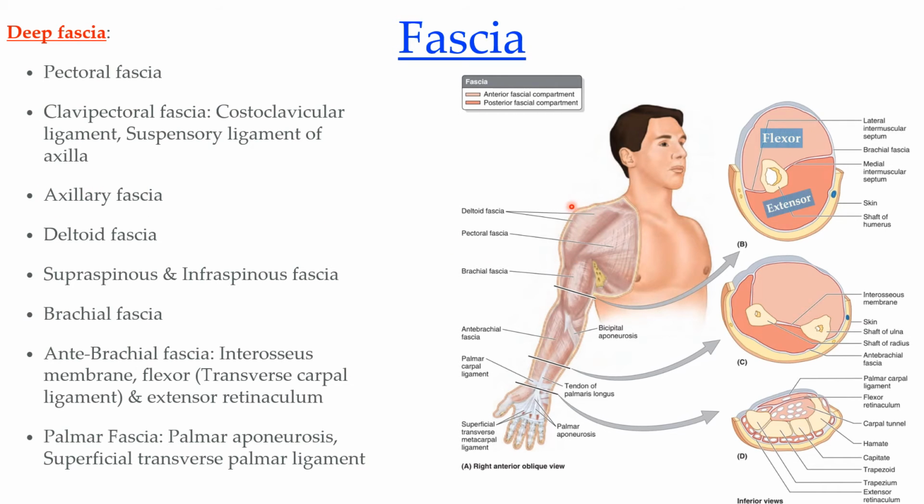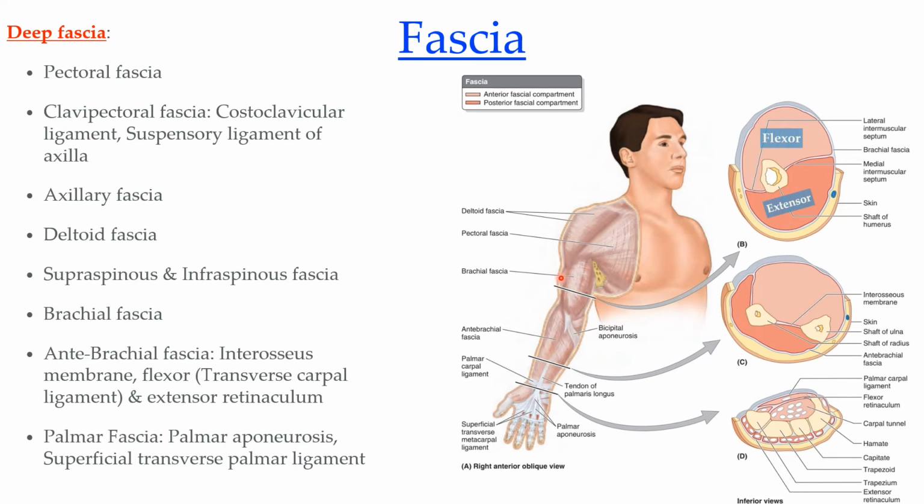This is the deltoid region. Deep fascia here is named deltoid fascia. On the posterior side of the trunk, the deep fascia is named supraspinous and infraspinous fascia, depending upon the muscle which they cover. The supraspinous fascia covers the supraspinatus muscle, and infraspinous fascia covers the infraspinatus muscle. As we proceed further distally, this is called the arm. The deep fascia covering the arm is called brachial fascia, and the deep fascia covering the forearm is called antebrachial fascia. Deep fascia over the palm is called palmar fascia.